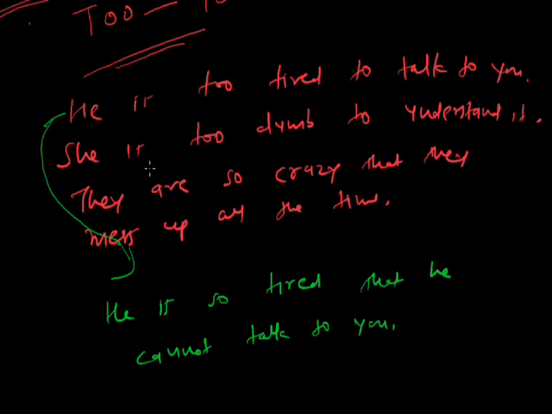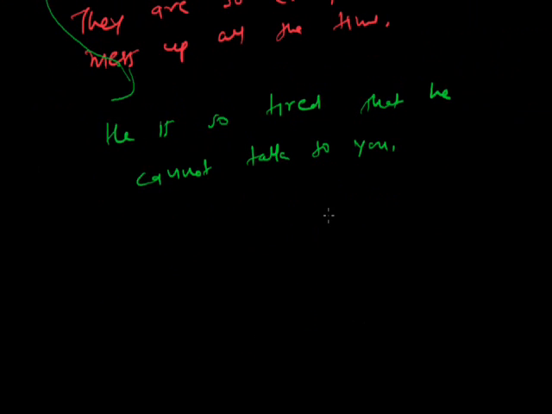In the same way, in the second one, she's too dumb to understand it. She's so dumb that she cannot understand it. Clear? They're so crazy that they mess up all the time. That's what it means. And you see, too... to and so that, they are both connectors. Not just too... to, so that also. So I'll make a few more sentences with so that.